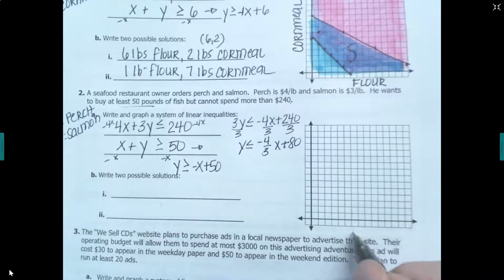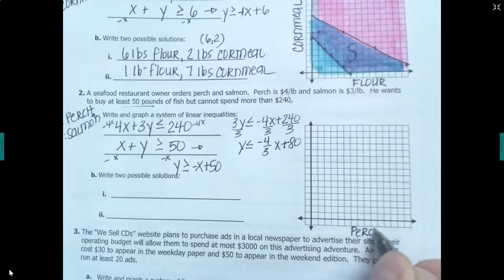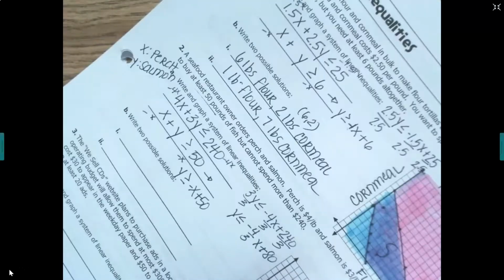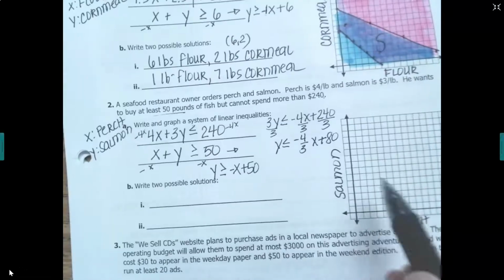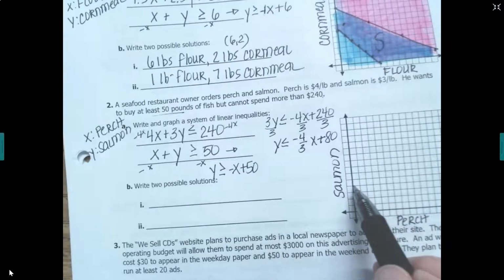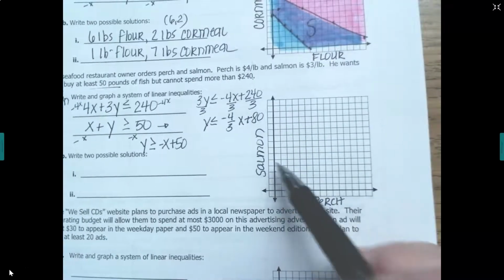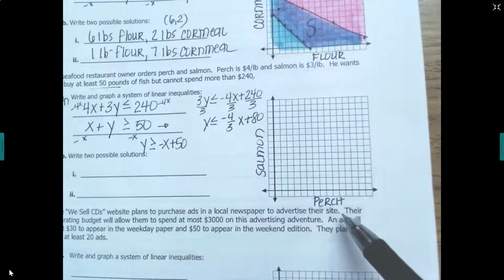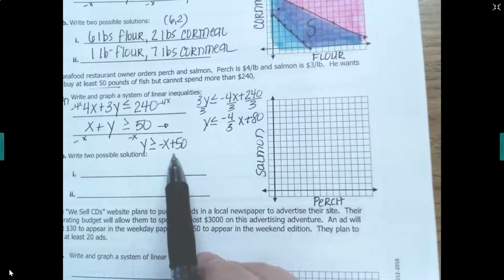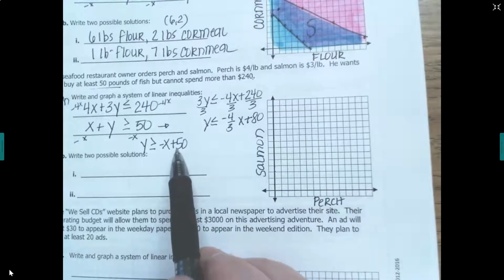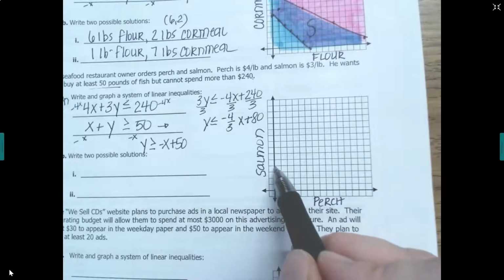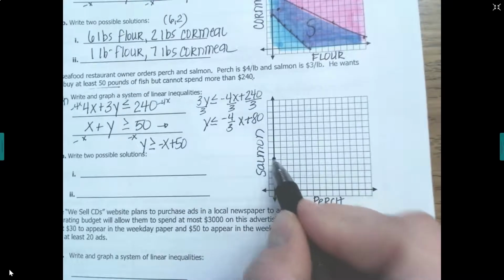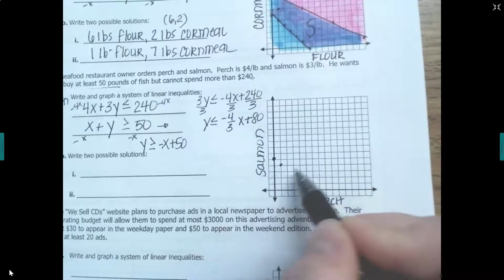Remember, x is perch, so this is the pounds of perch. Y is salmon, this is the pounds of salmon. And so this is going to be 10, 20, 30, 40, 50. Each one's going to count by tens for the y's, but the x's we can just count by ones. And we'll be okay there, I think. So let's start. We're going to start where the y-intercept is 50. So 10, 20, 30, 40, 50. And the slope is negative 1.